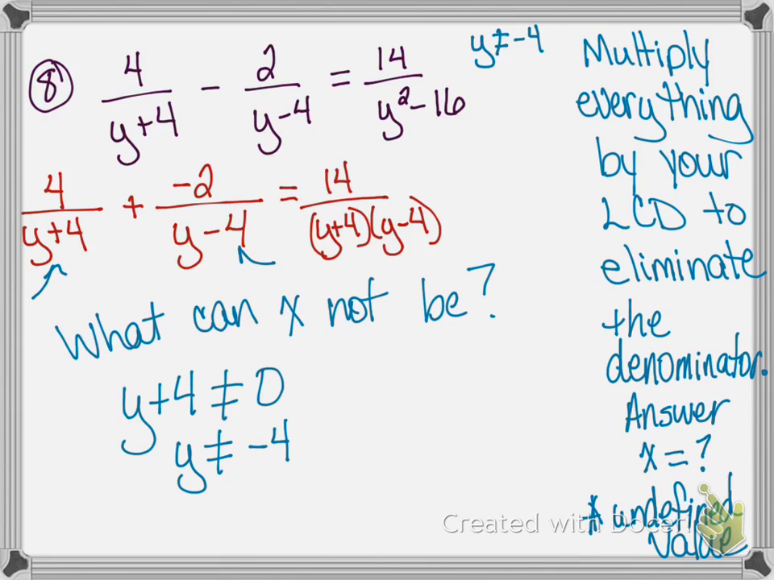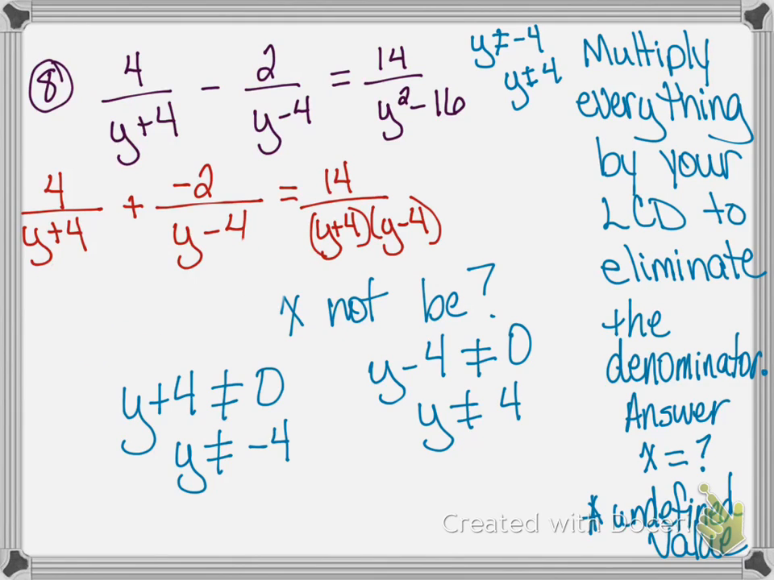Now, I'm going to do the same thing with this one. Y minus 4 cannot be 0. So for this one, y cannot be 4. So y cannot be 4 or negative 4. And if I get 4 or negative 4, what do I have to do? Throw it out. Got to get rid of it. Okay. So I'm going to erase my undefined value part.